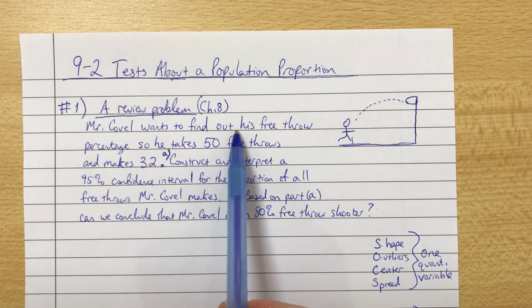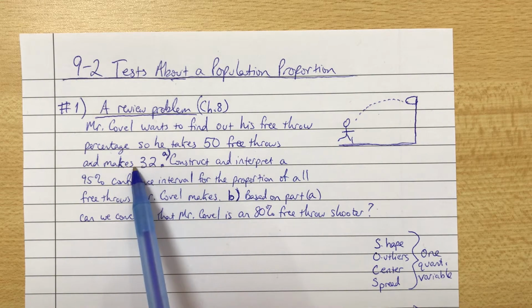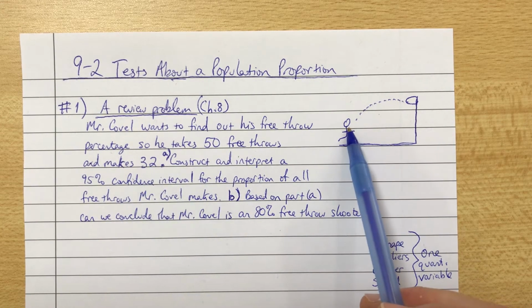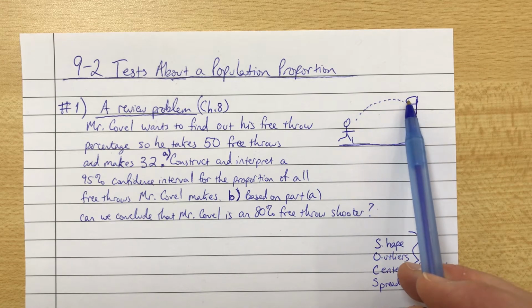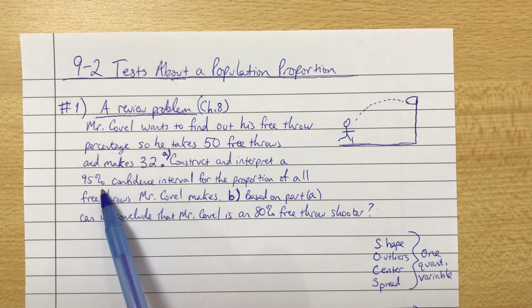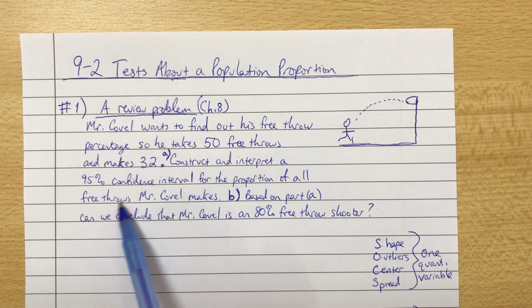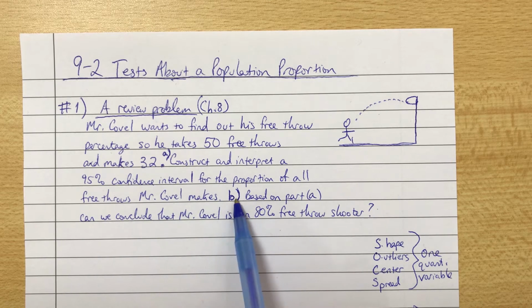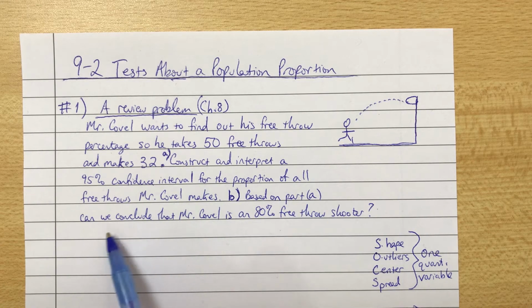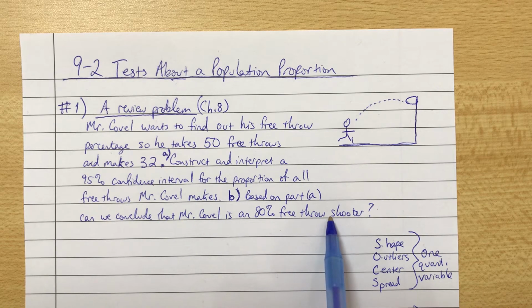Mr. Cavell wants to find out his free throw percentage, so he takes 50 free throws and makes 32. All right, that's me. I'm shooting. Hopefully I'm making it. Part A, construct and interpret a 95% confidence interval for the proportion of all free throws Mr. Cavell makes. Part B, based on Part A, can we conclude that Mr. Cavell is an 80% free throw shooter?